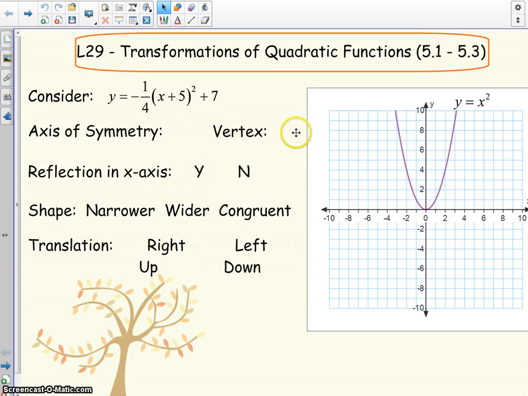So eventually, hopefully, you could look at the equation and be able to tell what the axis of symmetry and the vertex were, and when you compare your new graph to y equals x squared, whether it was reflected across the x-axis, whether your new graph was narrower, wider, or congruent, the same shape, and whether it was shifted left, right, up, or down.